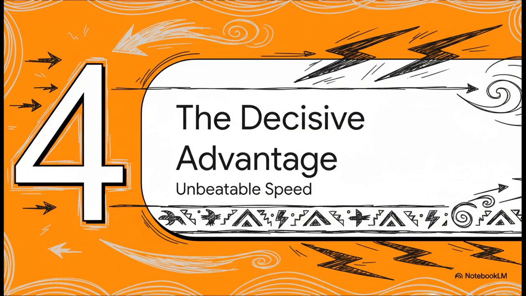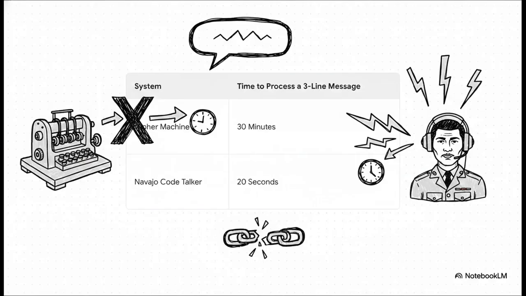So, okay, it was perfectly secret. We've established that. But what about that other half of the puzzle we started with? What about speed? This is where it just becomes mind-blowing. To send and receive a simple 3-line message with one of those clunky cipher machines, it could take half an hour. A Navajo code talker could do the exact same job in 20 seconds. Not minutes, seconds. That's not just better, that's a complete revolution in how you communicate in a war.